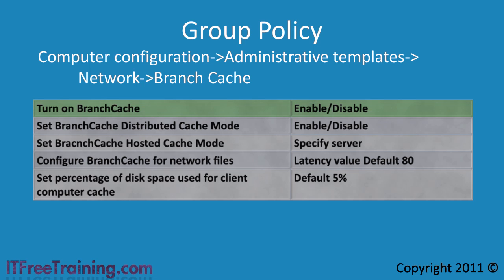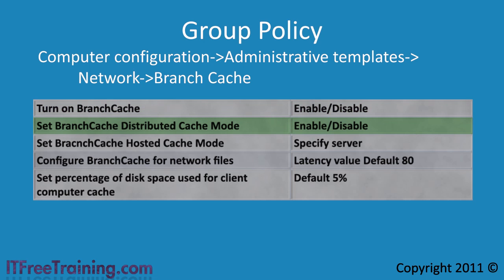The first, Turn on BranchCache, when enabled simply turns on BranchCache. If you do not configure this setting, BranchCache will not operate regardless of what you set the other settings to. The next setting, Set BranchCache Distributed Cache Mode, configures BranchCache to run in distributed mode. If you want to run BranchCache in distributed mode, you simply need to enable this setting.